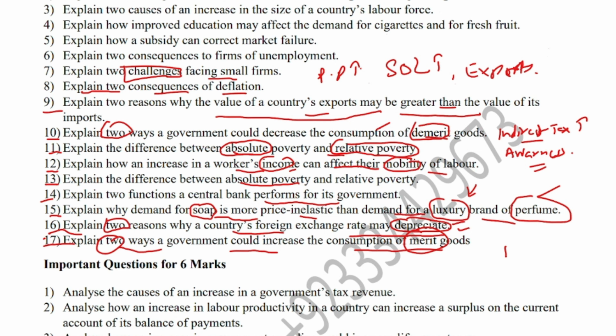If government provides subsidy to the producer so that they produce more merit goods at relatively low prices, people will purchase a greater quantity because now it is affordable. Secondly, government can create awareness about the benefits of merit goods, so as a result, again, more people will be willing to purchase merit goods and use them, so consumption of merit goods will increase.